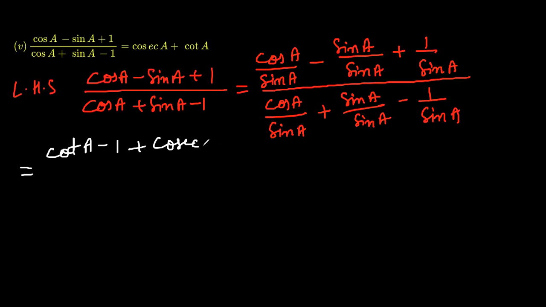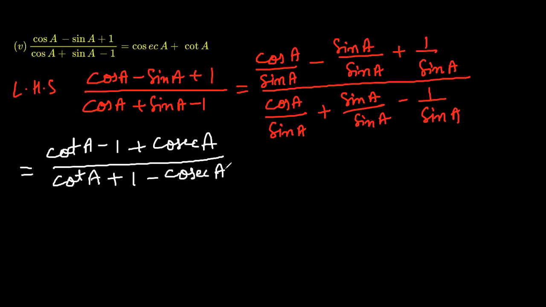Cosec of A divided by cos by sine is again cot A. Cot of A minus, so it's a plus 1 minus 1 by sine means cosec of A. Now, as we see in this right hand side, we have to get cosec and cot. So we would like to change this 1 that you can see here in terms of cosec and cot.